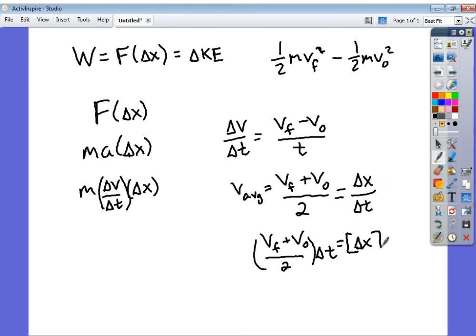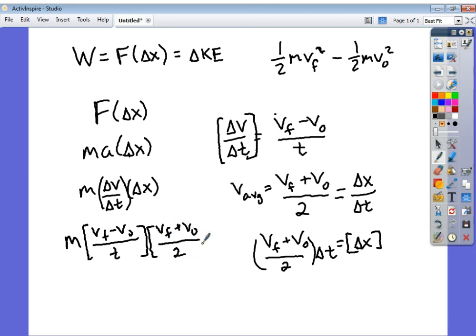Now if we substitute this and the fact that delta V over delta T is this amount, we're going to substitute these two, and notice these are two components here, and there's a delta X right there. We're left with now M times VF minus V0 over T times, now all this comes in here, VF plus V0 over 2 times T. So I'm dropping the delta that's over here. And let's clean this up a little bit. We're starting to see something up here. We've got the T here in the numerator and the T over here in the denominator. Those two will cancel out.